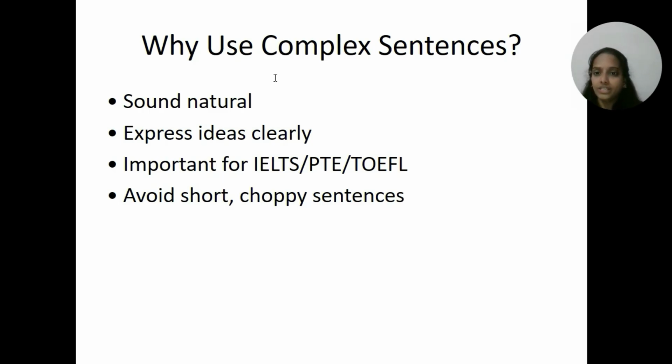And the reason too is your ideas become clearer. You can explain time, reason, contrast, condition all in one line. And also, examiners love them. If you're taking IELTS, PTE, TOEFL, or other exams, using complex sentences is very important in the scoring system. And reason four, you avoid awkward short sentences.